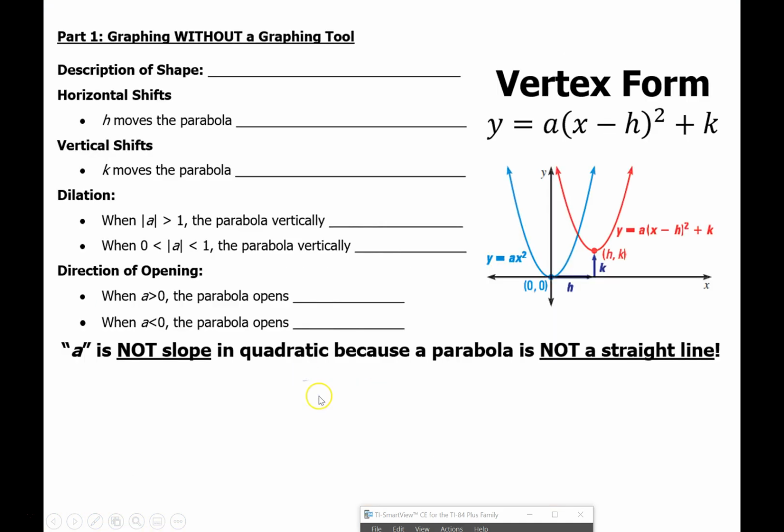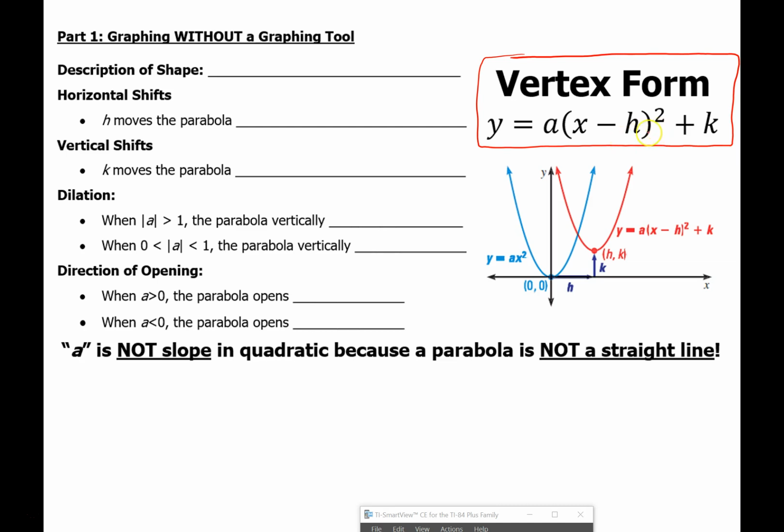So first let's go ahead and talk about vertex form. If you look over here, you'll see that I've given you the general form for vertex form. This is a formula that is not going to be provided to you, so it is one that you do need to memorize. I want you to notice a couple of similarities between it and the absolute value equations we were working with last time.